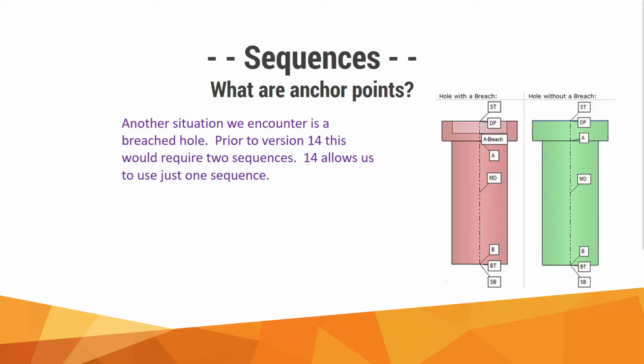Another thing that you'll run into that used to be a little harder than it is right now is a breached hole. Prior to version 14, what you would see is this hole on the right, we'd have a sequence. Then we would encounter one group that was different because, like on the hole on the left here, it has intersecting data that removes some of the shape, and because of that, it's considered breached. So it's different geometry.